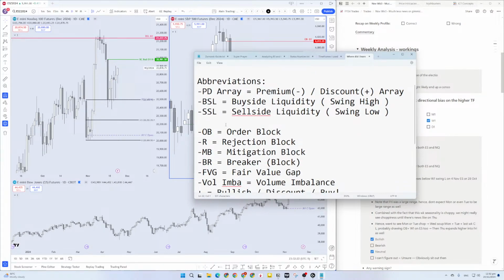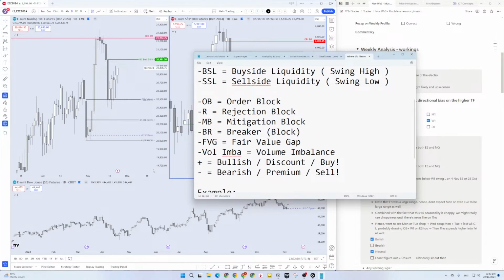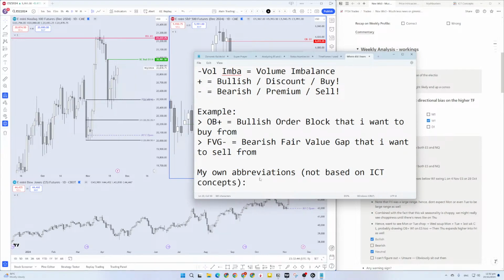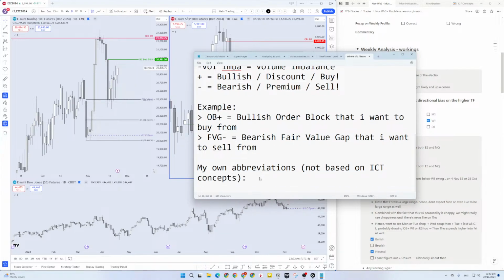Now this covers most of the more common ones that you will see that ICT actually teaches, right? There's also another category, my own abbreviations, not based on ICT concepts. This is just my own short form because if you can type something faster and easier, why not, right? Why bother making my life difficult?